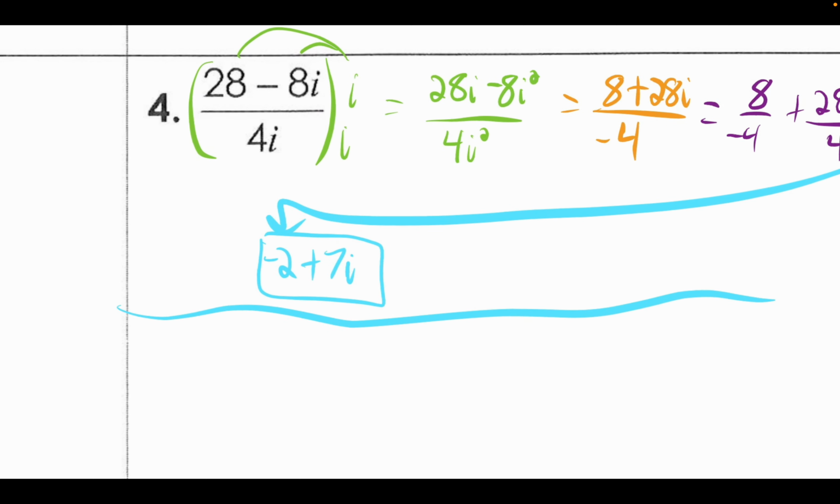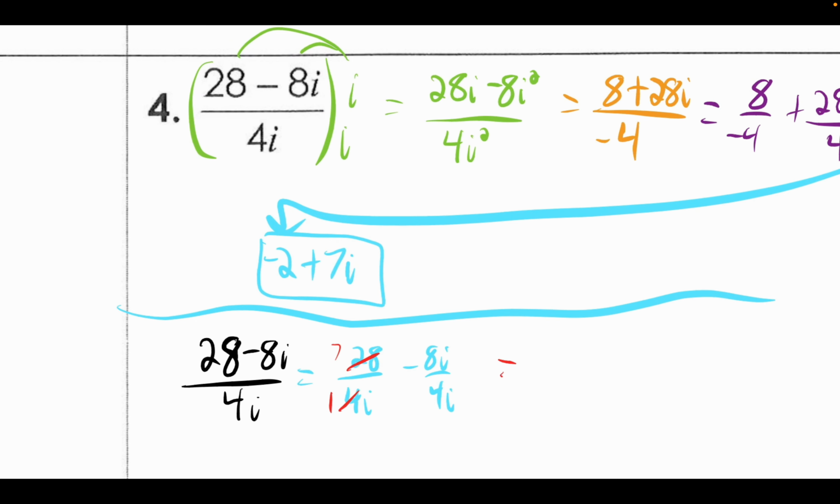Now, there is another way to do this problem, and that would be simplifying early. Just like I was talking about with number 1, we could simplify early. And once again, we'd want to make sure that we handle it as 2 separate fractions. So 28 over 4i minus 8i over 4i. And the 28 and 4 reduce by 4 to become 7 and 1. And so that's 7 over i.